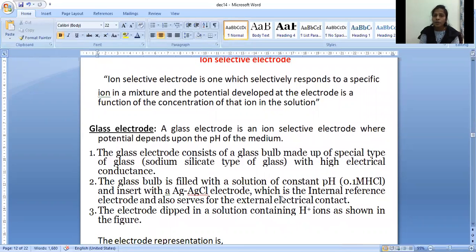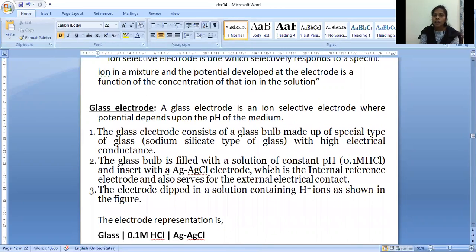A glass electrode is an ion selective electrode where the potential depends upon the pH of the medium. Medium is nothing but whatever electrolyte we are using, and that electrolyte's pH we are calculating by using the glass electrode. So a glass electrode is an ion selective electrode where the potential depends upon the pH of the medium.